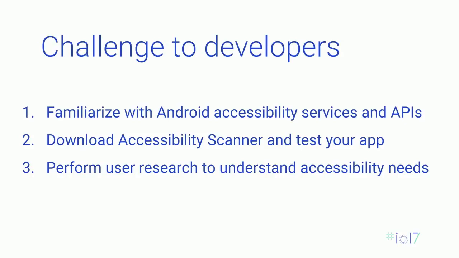The second is to download Accessibility Scanner, right? Download it. It's very easy. You can test your app. Very easy to find some low-hanging fruit, some quick and easy ways to improve the accessibility of your app. And finally, think about performing user research with users that have an accessibility need. So find a family member, a friend, someone in your community, go to a conference, sit with them as they use your app, and I bet you'll be surprised with things you learn.